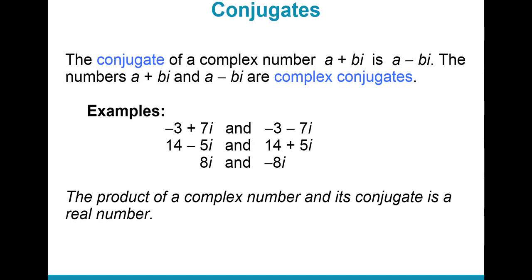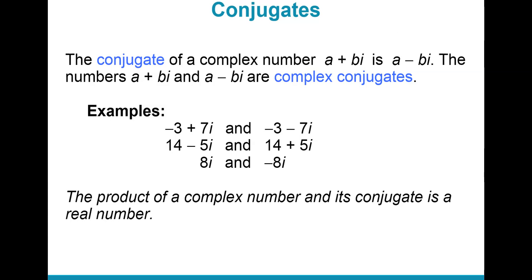Conjugates. So the conjugate of a complex number, if written in the form a plus bi, is a minus bi. The terms are the same, but the operator is opposite. Instead of plus, the conjugate would be minus.